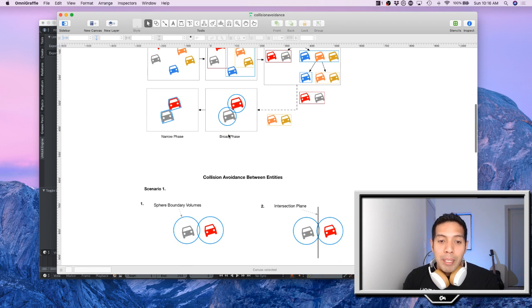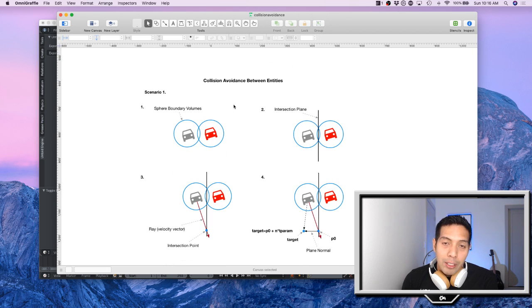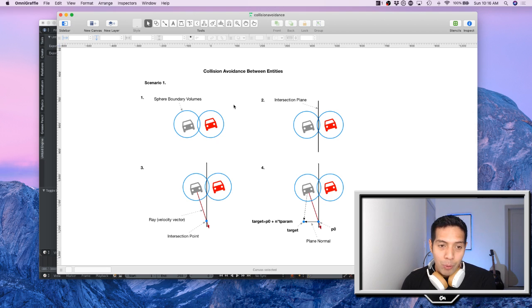All right. So from the broad phase, I basically get this data and use it for my collision. And let me show you how I use it. So there's two scenarios. Scenario number one, whenever the entities are bounded by a spherical boundary volume, such as the astronauts that you saw.